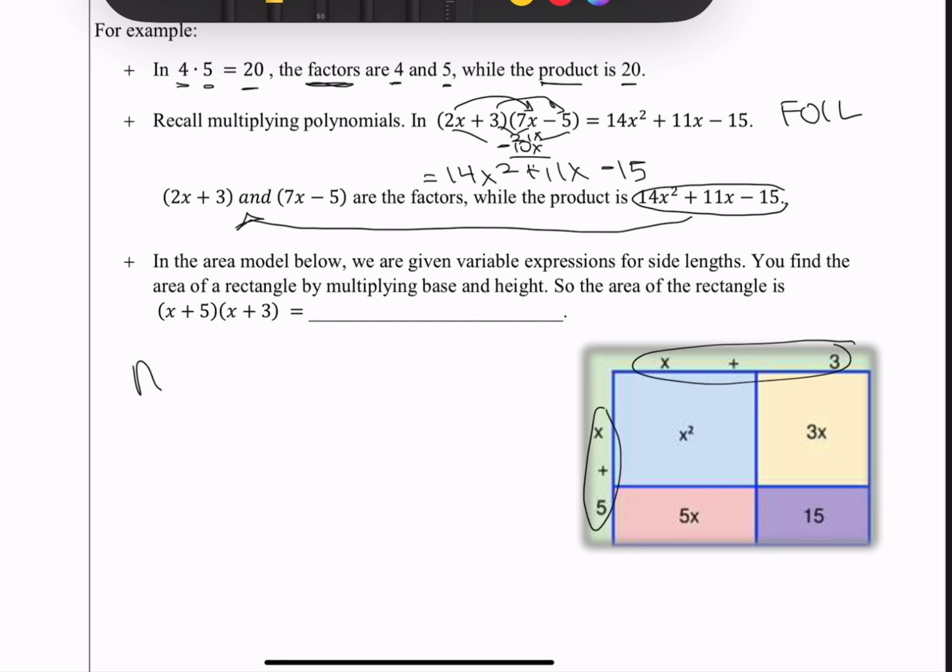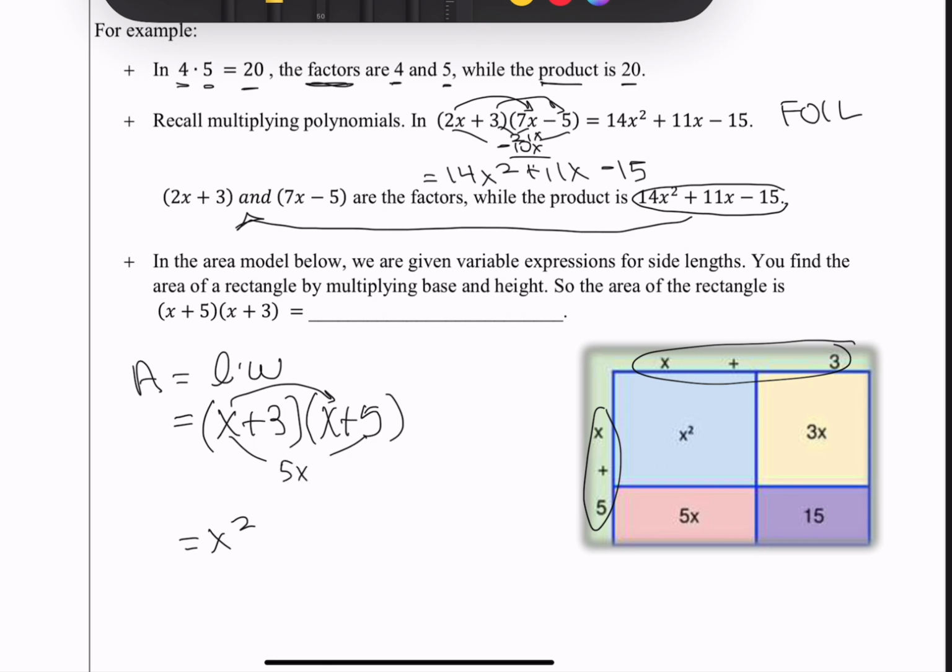Well, we know that area will be length times width, or base times height. And in this situation, let's call my length x plus 3, and my width x plus 5. And I can FOIL this because it's a binomial times a binomial. So my first, I'll skip a little space, will give me x squared. My outers give me that 5x. My inners give me 3x. So altogether, I'm left with a middle term of 8x and a last term of 15.